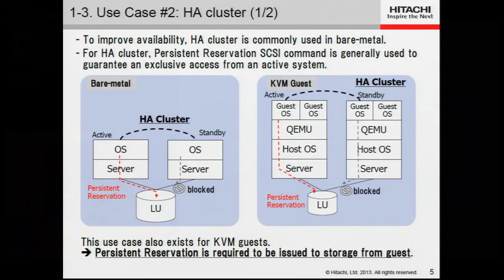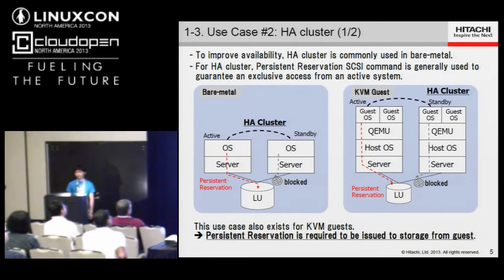Second use case is HA cluster. To improve availability, HA cluster is commonly used in bare metal. For HA cluster, the persistent reservation SCSI command is generally used to guarantee exclusive access from the active system. Please see the left-hand side figure. HA cluster consists of an active system and a standby system. Once the active system fails, it fails over to the standby system.